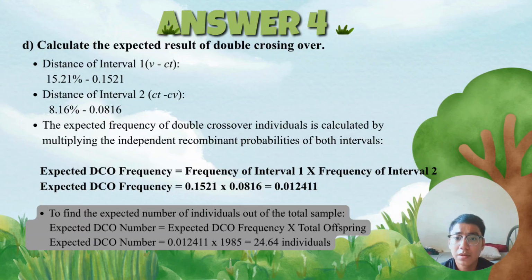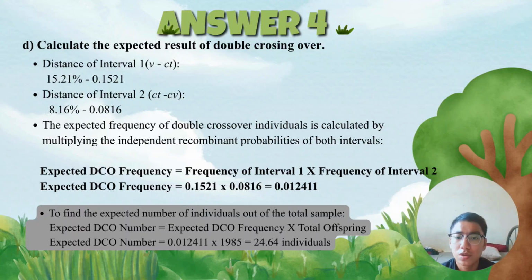The expected frequency of the double crossover individuals is calculated by multiplying the independent recombinant probabilities of both intervals, using the formula: DCO frequency equals frequency of interval 1 times frequency of interval 2. Then we get 0.1521 times 0.0816 equals 0.012411. For the expected number of individuals out of the total sample, we use the formula: DCO number equals expected DCO frequency times total offspring.